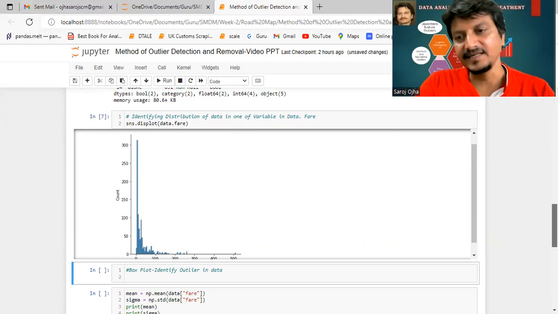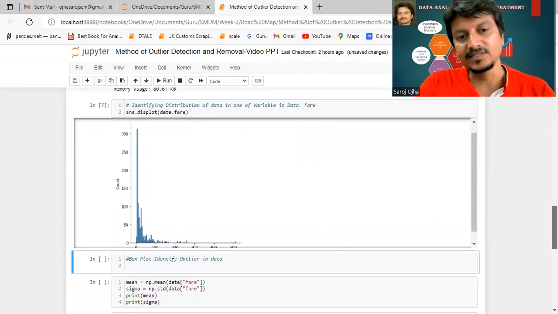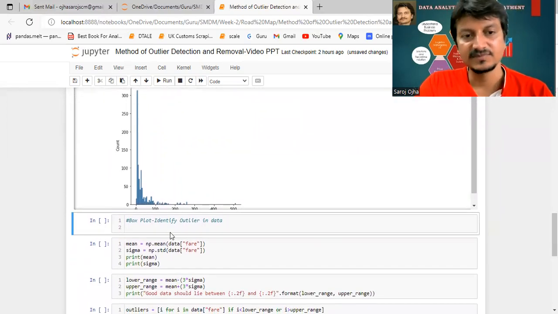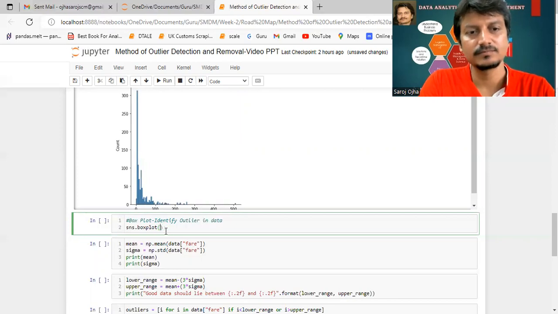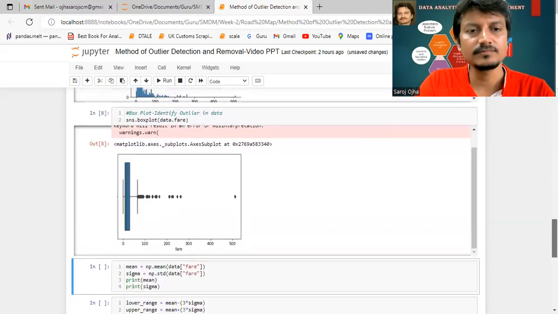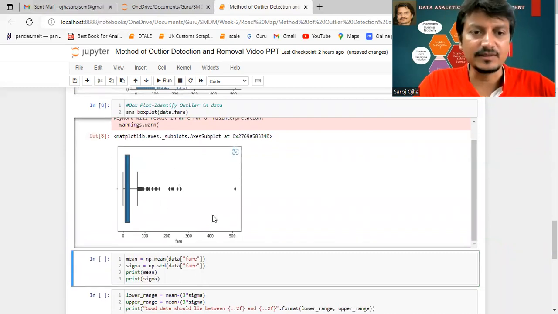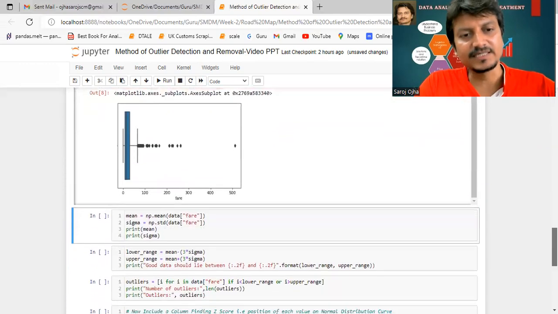So ideally, in this case, we should not use z-score, but we are trying to understand why this should not be used on skewed data. Let's see the box plot, what kind of outliers we have. Now we can see we have various outliers in this data. These are the extreme values in the data set.